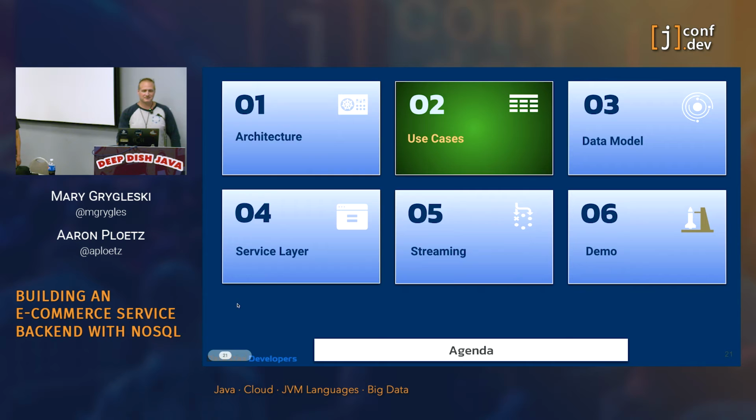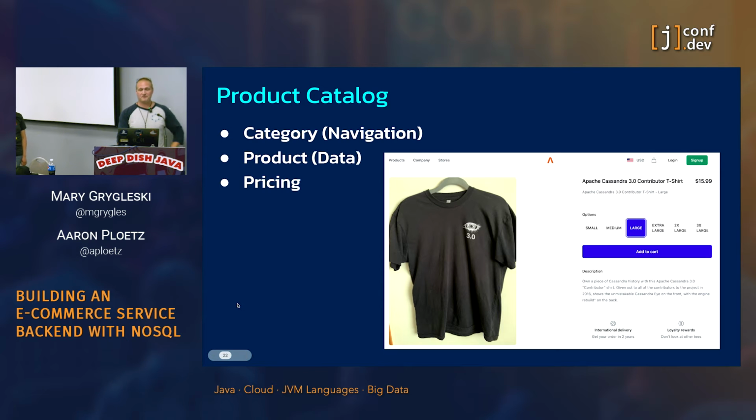All right, so a little bit about the architecture. Use cases. Again, we're going to look at how we build our product catalog, and that's with product data, pricing.